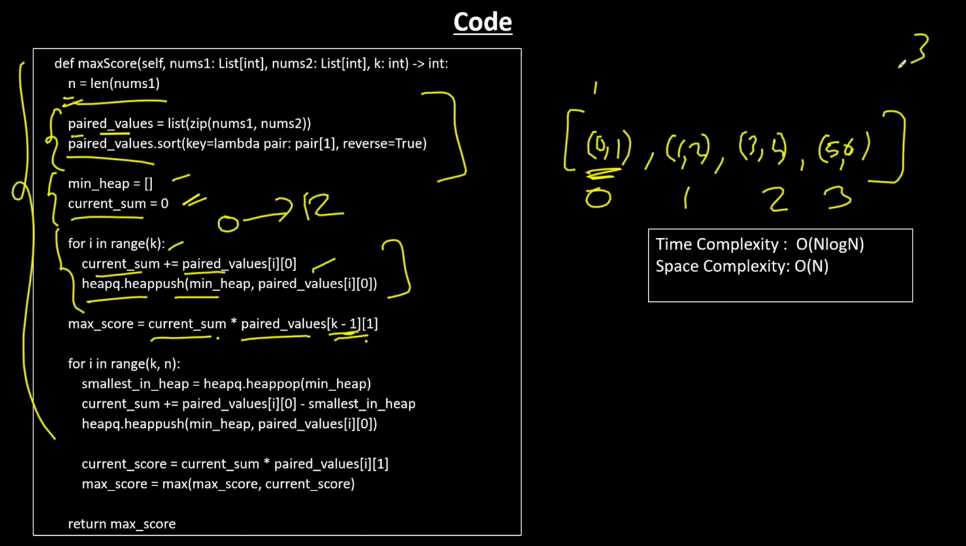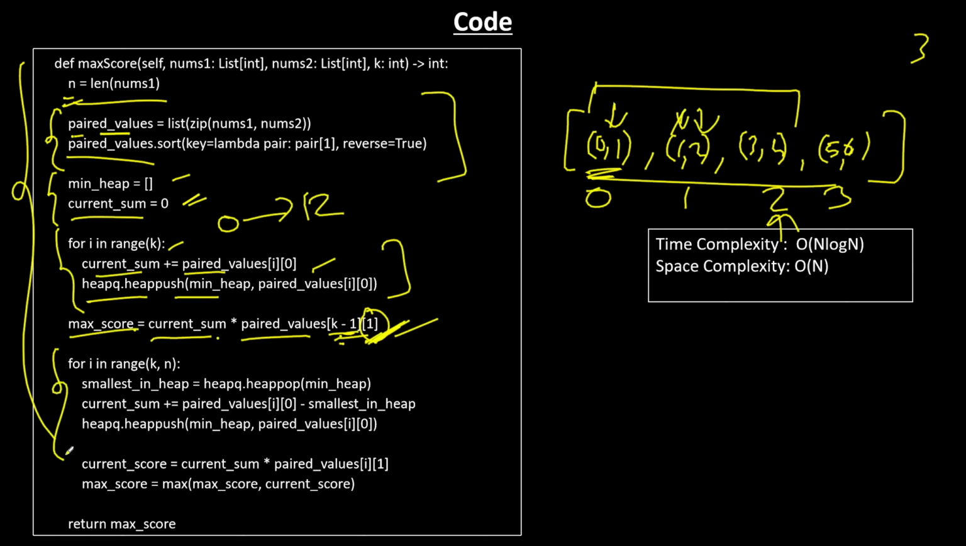If k is 3, you will go up to k minus 1, which is this part, right? Because it is zero based indexing. And 1 means take the value from nums of 2. So when I write paired values of k minus 1, this goes to the index of this particular list, which is basically 2. If I write 0 here, it will give the nums1 value, which is the left hand side value. If I write 1, it will give me the nums2 value, which is the right hand side value. Make sense? So after doing that, we get the value in the max score for the first k values.